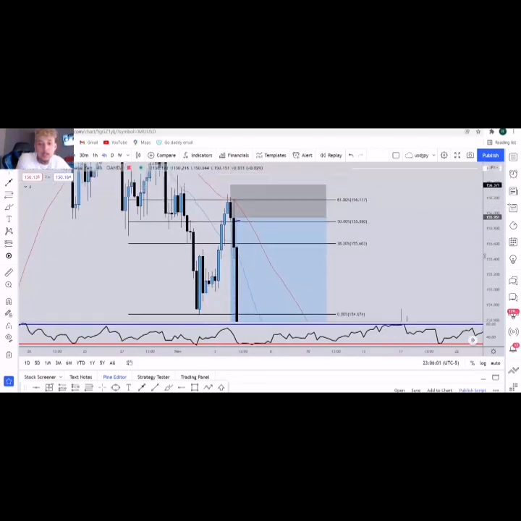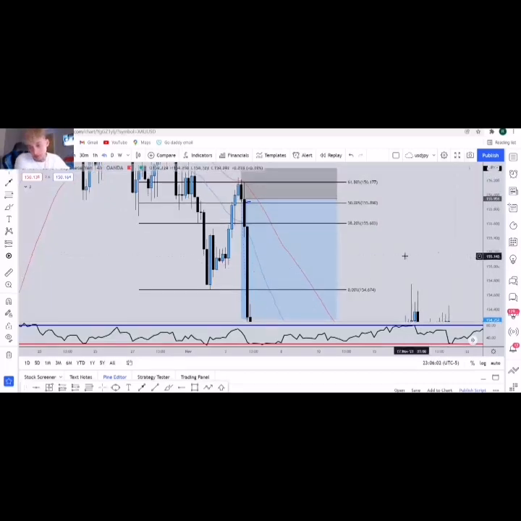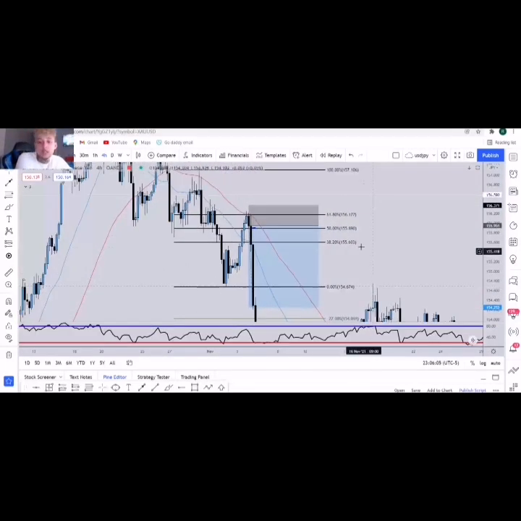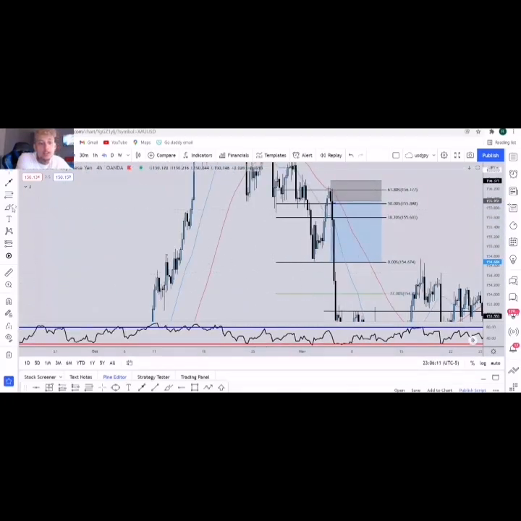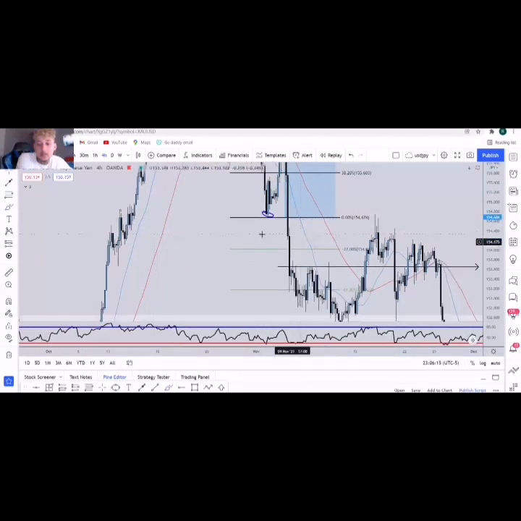Now, let's also talk about the targets. The targets always on fibs. Our first target when we trade based off of fibs is going to be our 0. Why? Because this is our nearest level of support. Our second target is going to be this negative 27. Why?